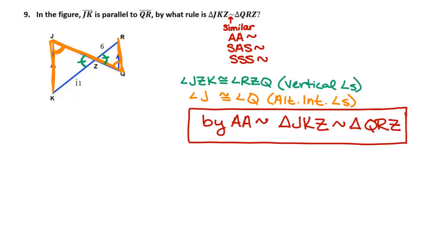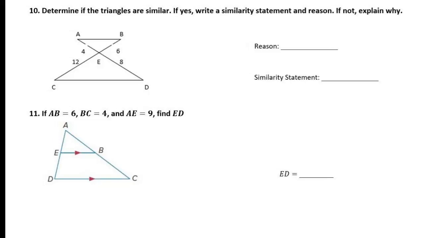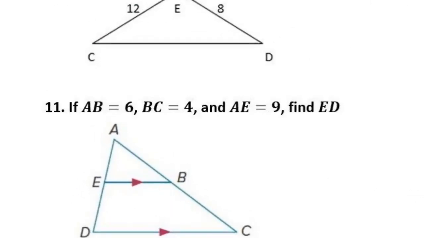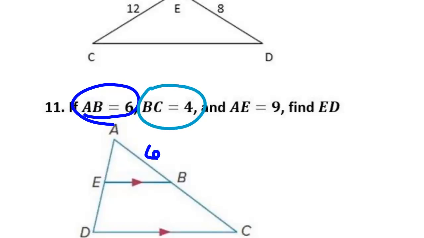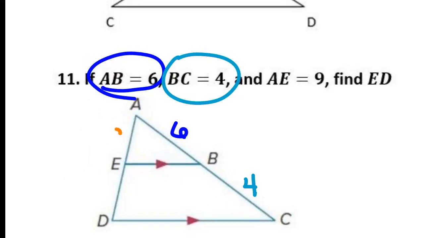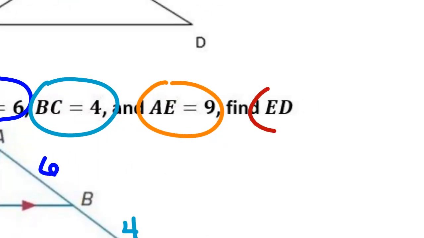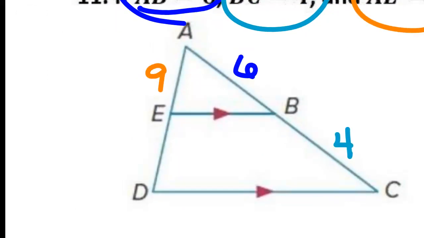Number 11? Absolutely. Number 11 says if AB equals 6 and BC equals 4 and AE equals 9, find ED. All right, so AB is 6, BC is 4, AE is 9. It says find ED. Are you guys okay if I call ED x, since that's the thing that we're looking for?